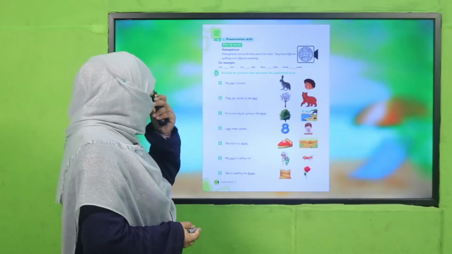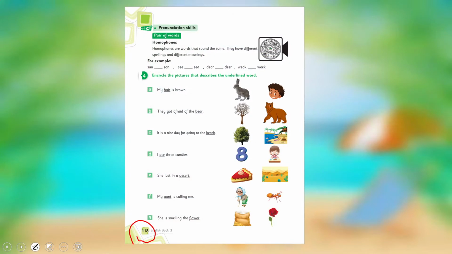Okay, so let's see what your book says about it. All of you open your book on page 118.